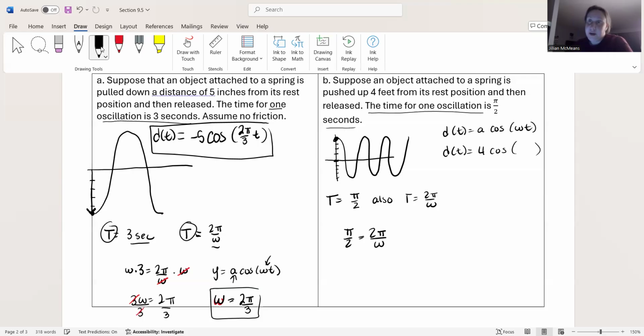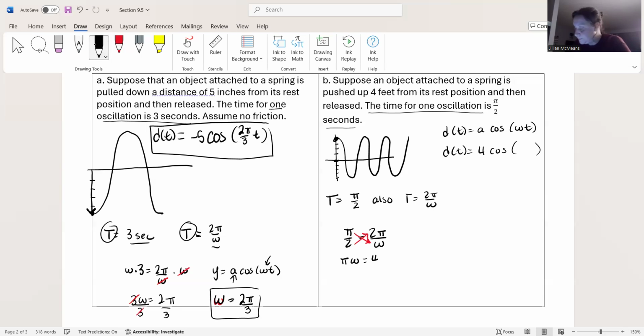You have different ways you can solve this. For me, I see a proportion, okay? If I have a fraction equaling another fraction, it's a proportion, and I can just do my cross multiply stuff, all right? So I'm going to say, well, I have pi times omega equals 2 times 2 pi, which is just 4 pi.